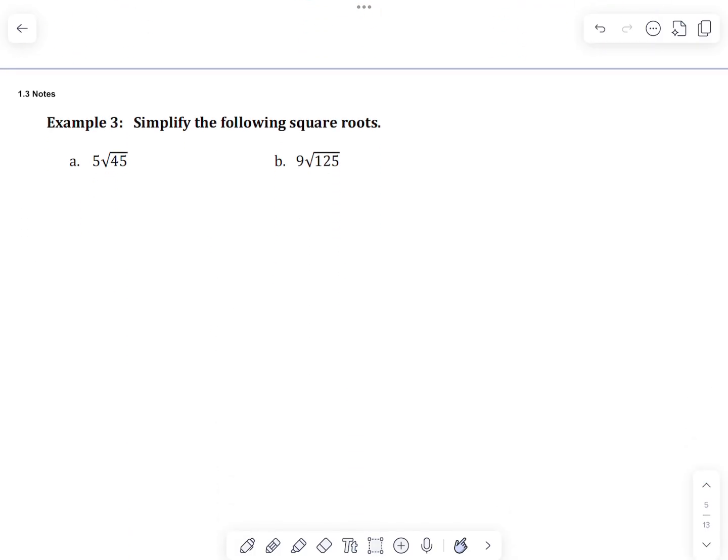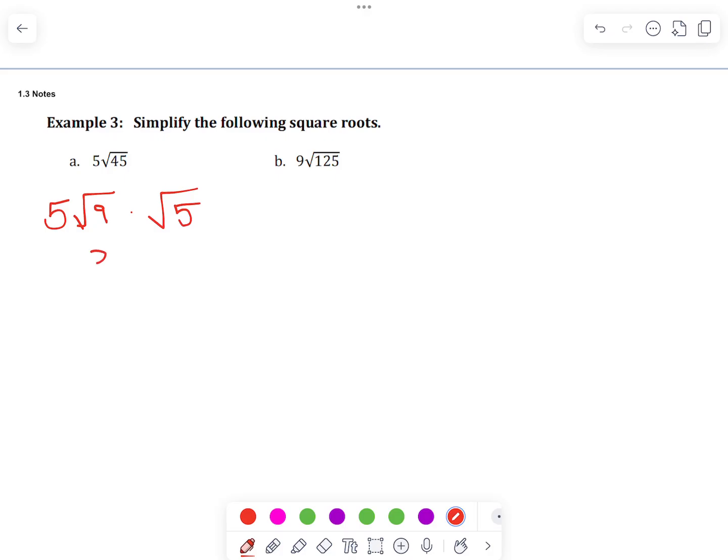All right, example 3. Now notice we have some numbers out in front of those radicals. Those are coefficients there. So 5 square roots of 45. We first separate out that square root of 45 like we've done before using our product property. So we have the square root of 9 and the square root of 5. And we simplify the square root of 9, which is 3. And then we can multiply that 5 and 3 together, giving us 15.